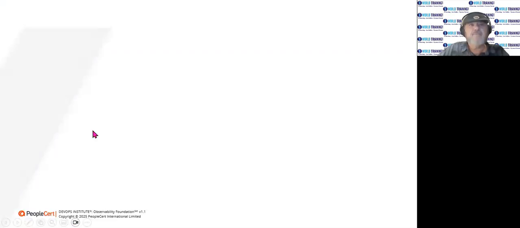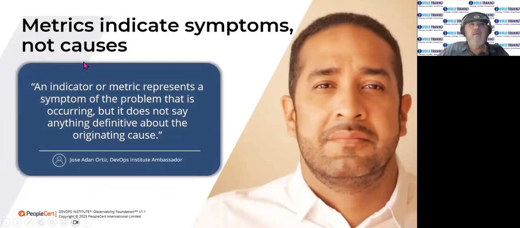Observability indicators. Metrics indicate symptoms, but not causes. They're useful, but don't generally help you a whole lot with diagnostics. So an indicator or metric represents a symptom of the problem, but doesn't say anything definitive about the originating cause. I think we've heard that a few times in the course up to this point.